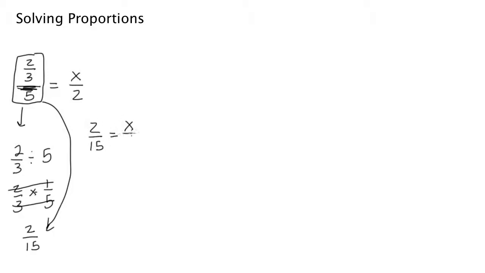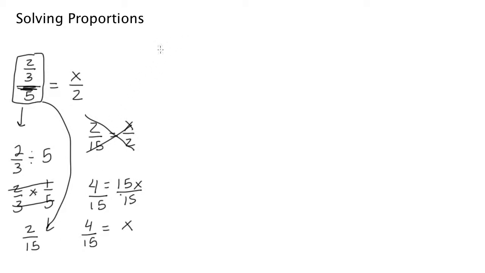equals x over 2. And what do we do here? We cross multiply. 2 times 2 is 4. 15 times x is equal to 15x. And what do we need to do? We need to get rid of this 15. We divide by 15 on both sides. X equals 4 over 15. Okay, that's one way of doing it.